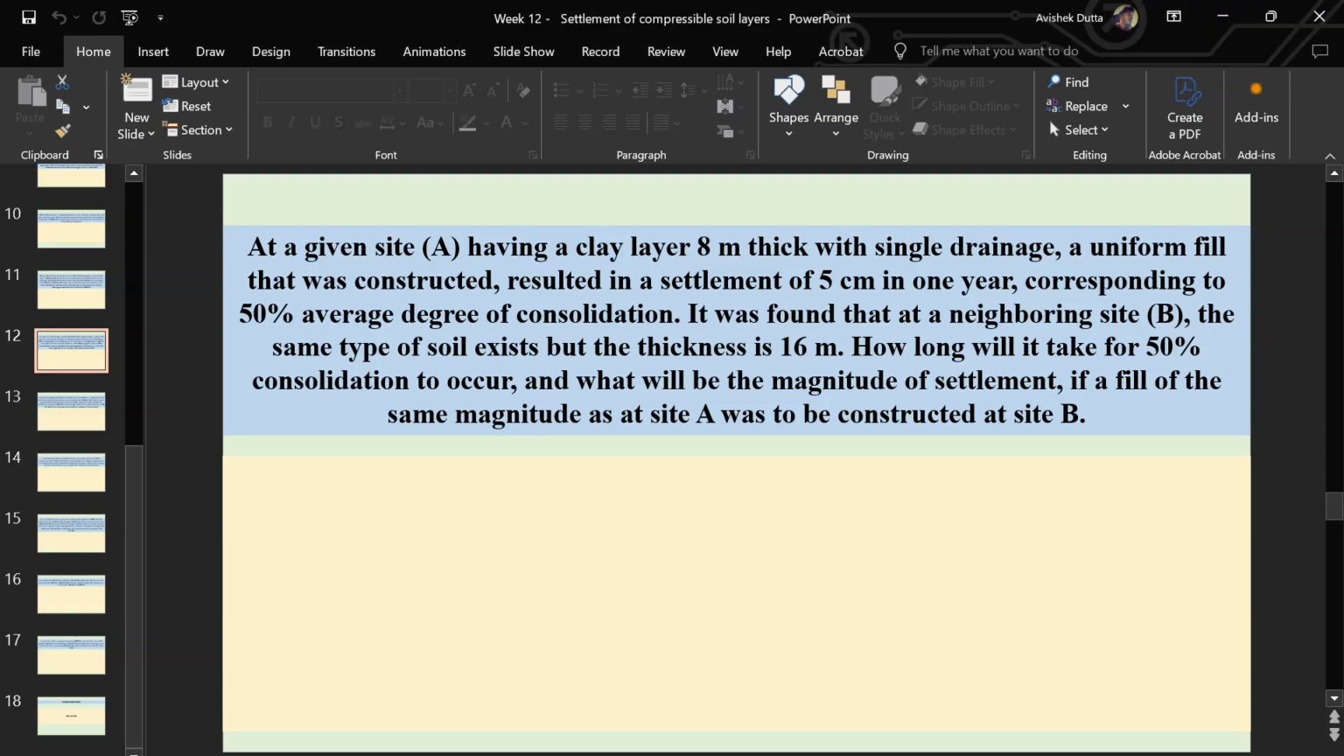At a given site A having a clay layer 8 meter thick with single drainage, a uniform fill that was constructed resulted in a settlement of 5 centimeter in 1 year, corresponding to 50% average degree of consolidation. It was found that at a neighboring site B, the same type of soil exists, but the thickness is 16 meter. How long will it take for 50% consolidation to occur, and what will be the magnitude of settlement if a fill of the same magnitude as at site A was to be constructed at site B?